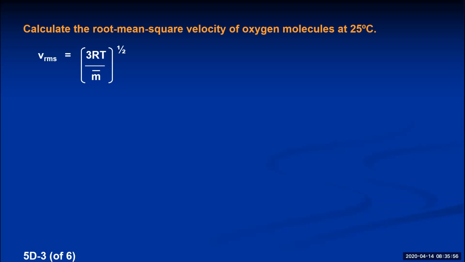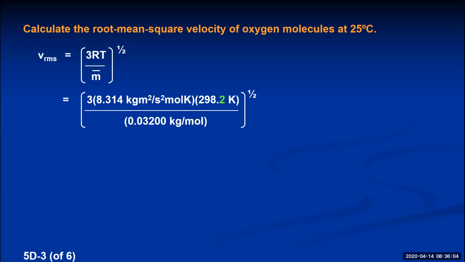Now, gaseous oxygen exists as diatomic molecules, so its molar mass would be 32 grams per mole, but to make the units work out, I'm going to have to divide that by 1,000 and make it 0.03200 kilograms per mole. When you've adjusted the units for the molar mass, the kilograms will cancel out, the moles will cancel out, the Kelvin will cancel out, your units left over are meters squared per second squared. So you multiply all this out, it'll be meters squared per second squared, then you take the square root.